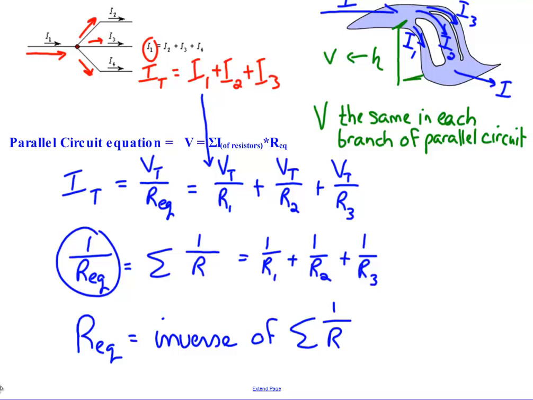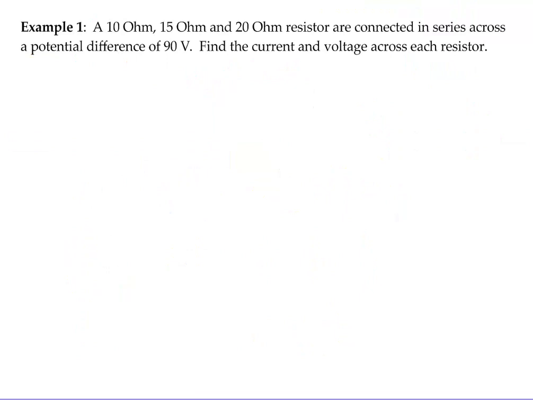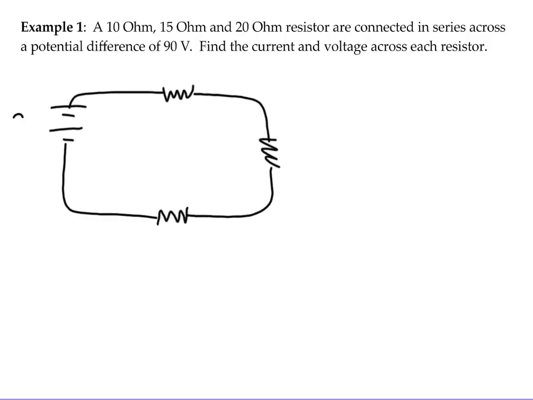If we take a look at a problem, we have 3 resistors, and they're connected in series. We have a voltage of 90 volts, and we're supposed to find the current and the voltage across each resistor. First thing that I would encourage you to do is draw the schematic. So you have a power supply, resistor 1, resistor 2, resistor 3. So this is 90 volts. This one will make 10 ohms. We'll make this 15 ohms. We'll make this 20 ohms. Does the order matter? No, not at all.